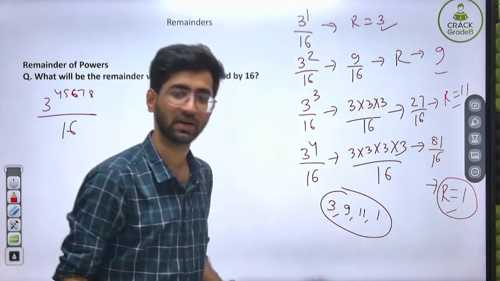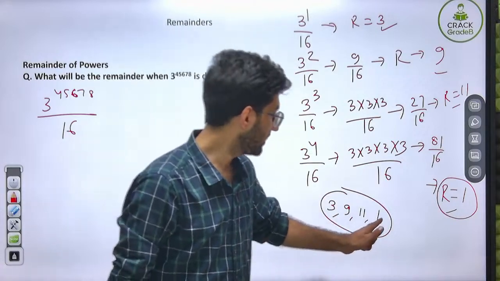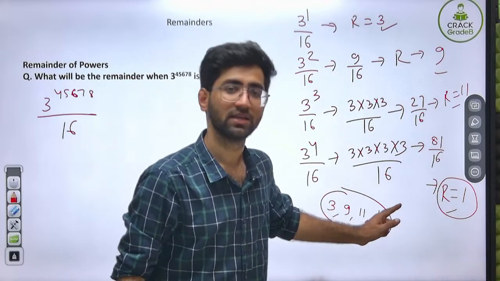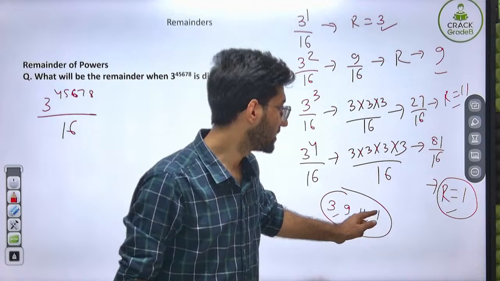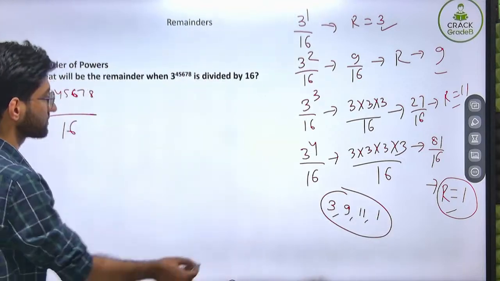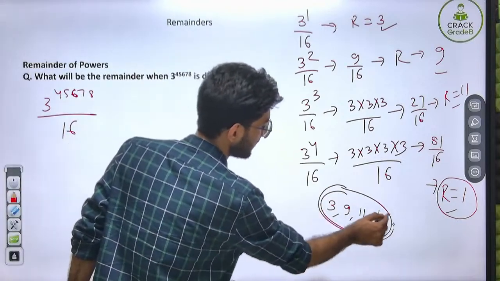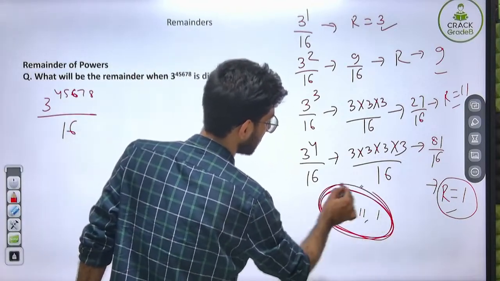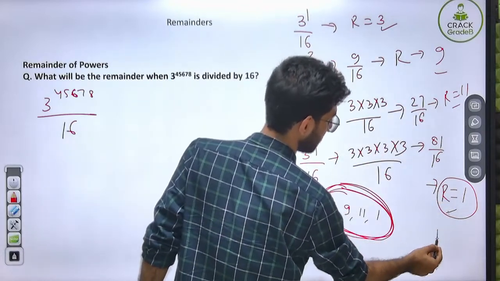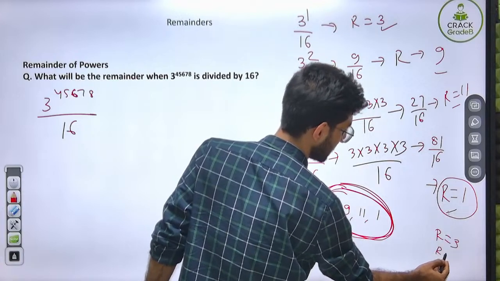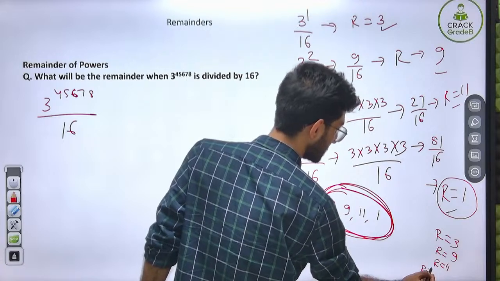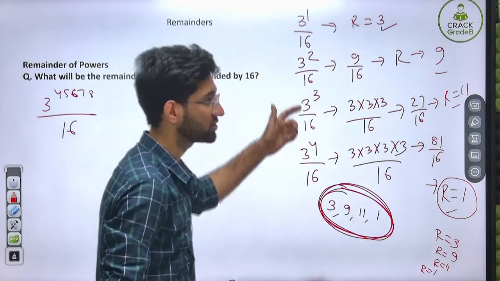If you solve it further, you will get the next remainder as 3. You will get the next remainder then 9. You will get the next remainder as 11. You will then get the next remainder as 1. Now, the remainders have started to repeat itself after 4th power. 1, 2, 3, 4. The next remainder will be equal to what? 3. Then 9. Then 11. Then 1. If you proceed it further.